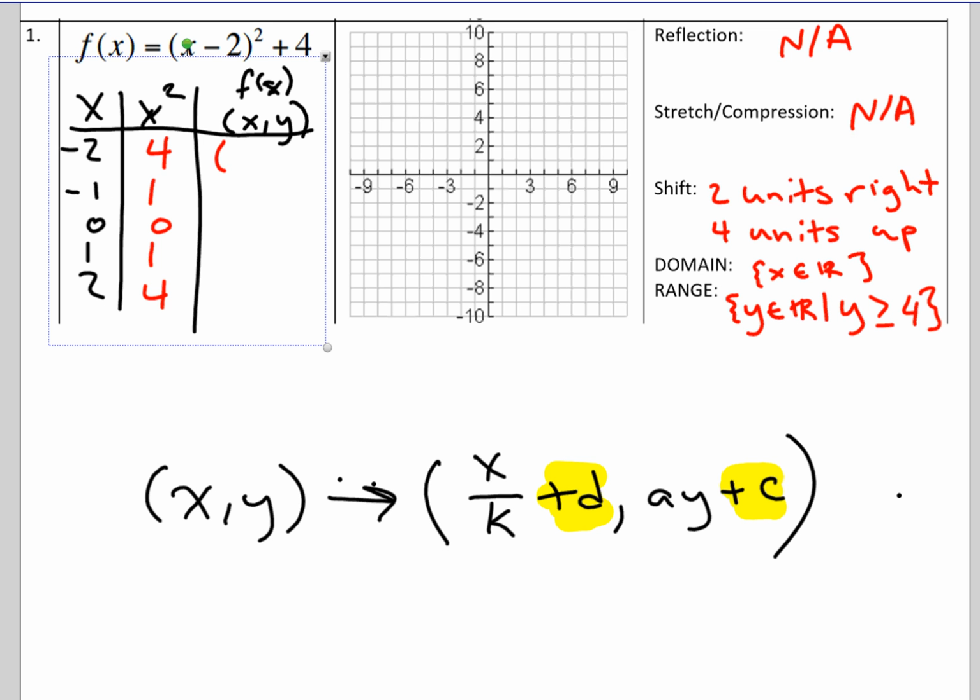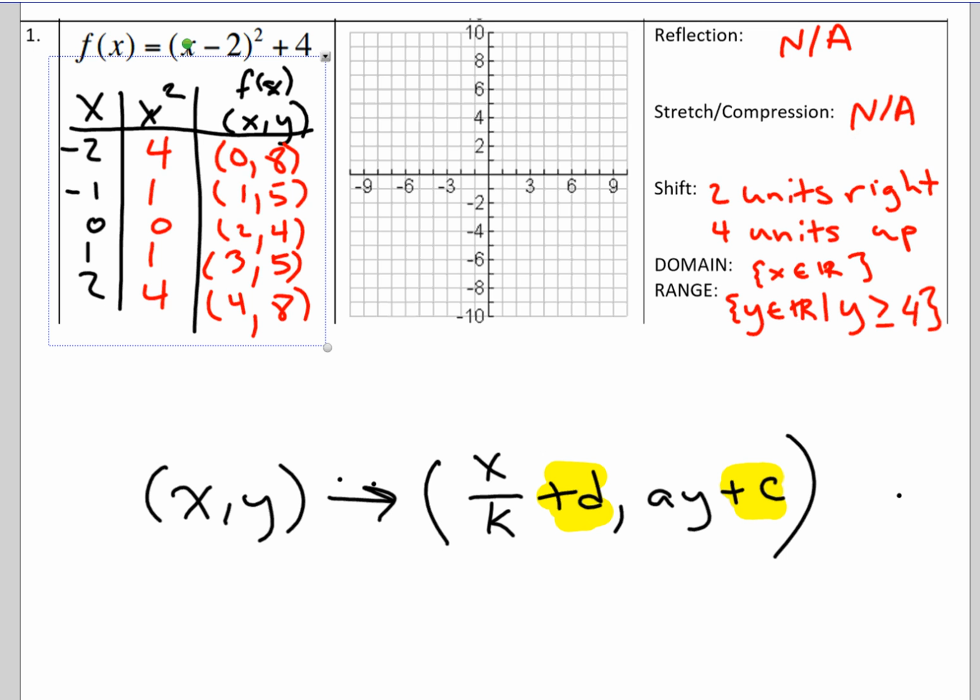That means that the new x is located at 0, and the 4 is increased by 4, so it's going to be at 8. Negative 1 plus 2 is 1, and 1 plus 4 is 5. 0 plus 2 is 2. 0 plus 4 is 4. 1 plus 2 is 3, and 1 plus 4 is 5. 2 plus 2 is 4, and 4 plus 4 is 8.